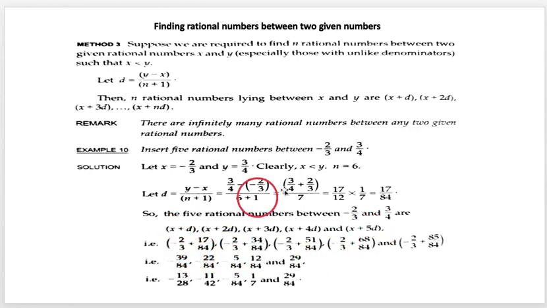What is x? x is -2/3. Here you will write -2/3. And d is what? The d value we just got, that is 17/84, so -2/3 + 17/84. Similarly you will put all the values and you will get the 5 rational numbers.